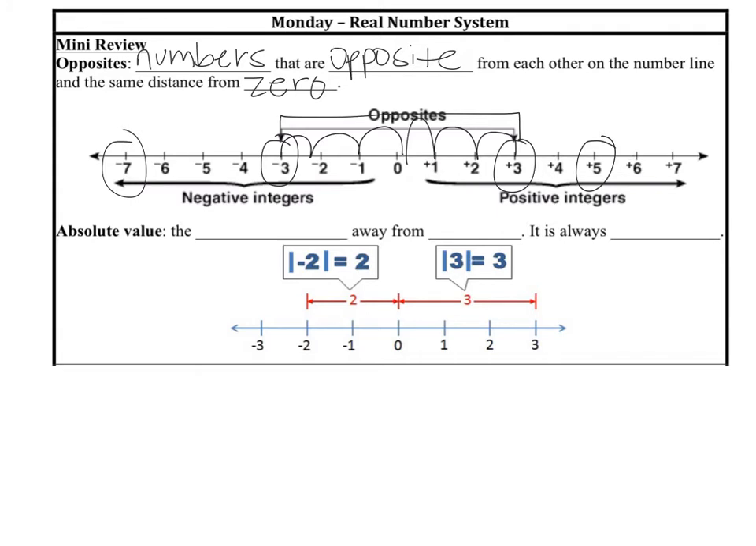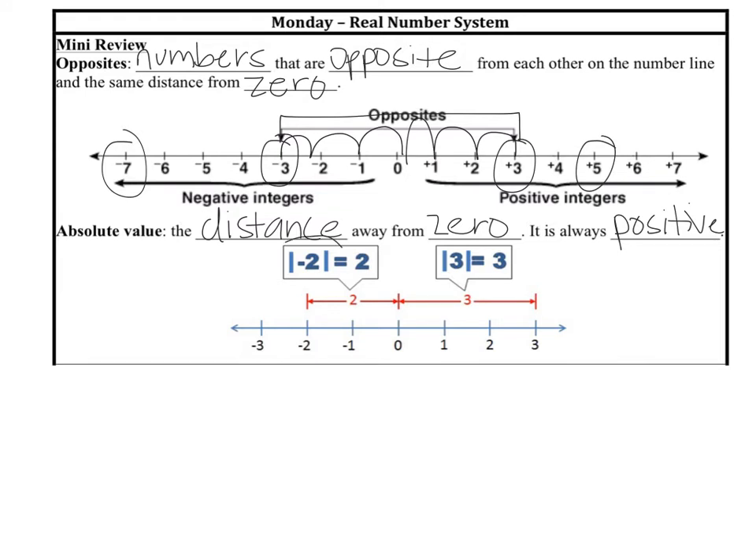Another word we learned last week was absolute value. That is going to be the distance away from 0. It is always positive. Okay, so we know that we're talking about absolute value when we see the bars that are around the number.